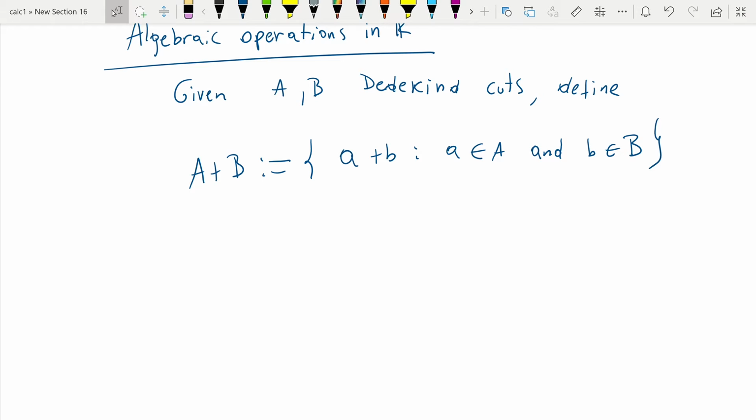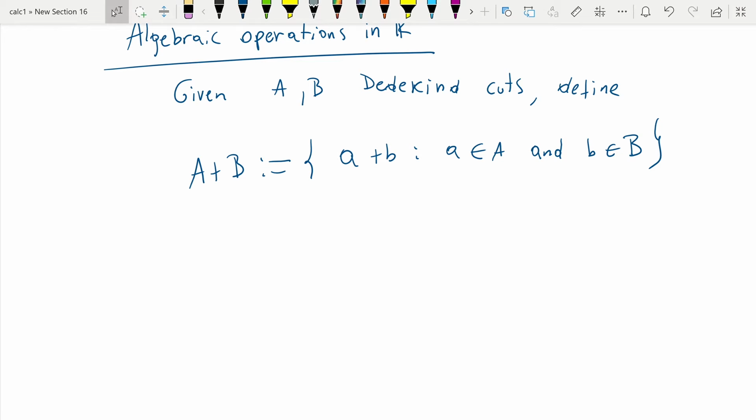Okay, so this is a definition of an operation. This is not our traditional plus. It is supposed to extend our usual notion, but this symbol here does not stand for the same operation. First of all, we're not dealing with numbers, but with subsets of rational numbers. So this operation should map two Dedekind cuts into a Dedekind cut.